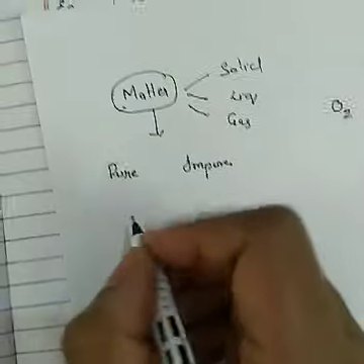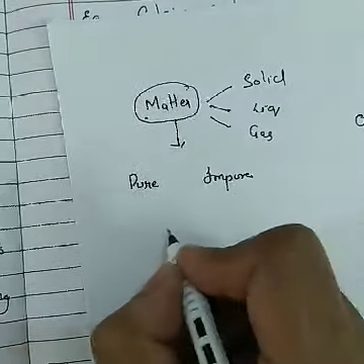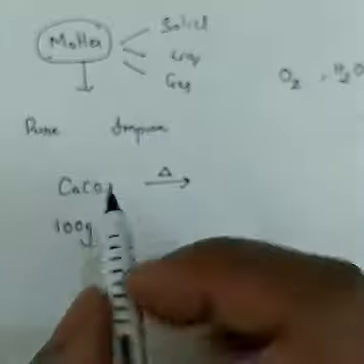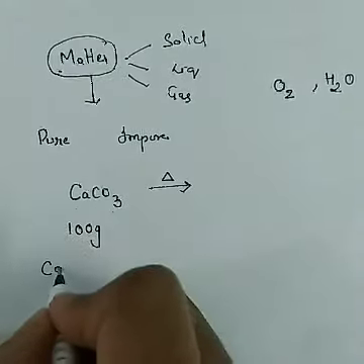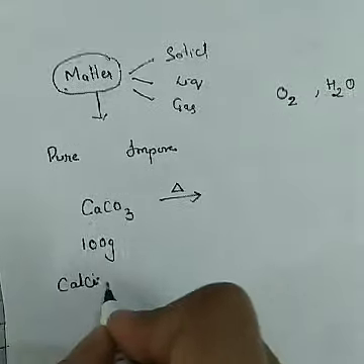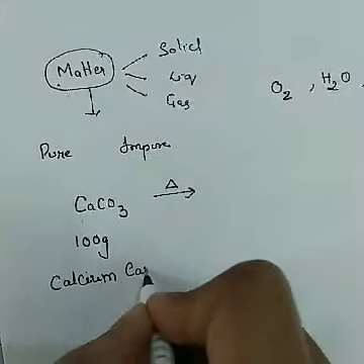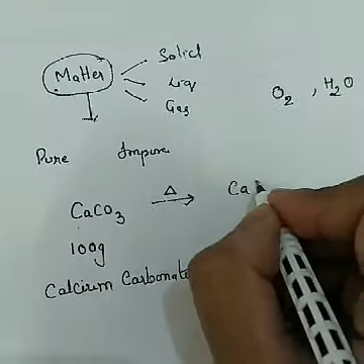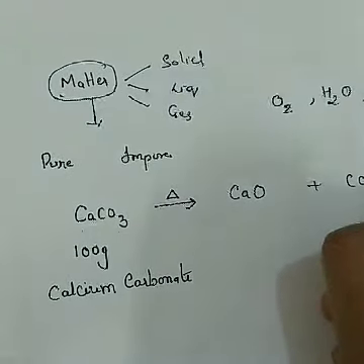Suppose, as an example, we take calcium carbonate. The formula of calcium carbonate is CaCO3. Try to learn the chemical formulas. By the end of this chapter, you will know how to write chemical formulas. If you take calcium carbonate and heat it, what will happen? You will get calcium oxide plus carbon dioxide.